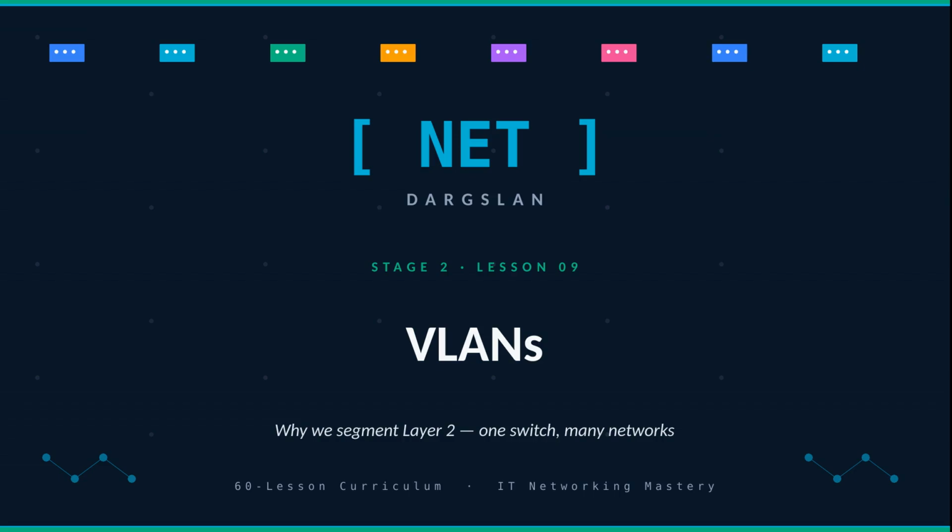Ever wondered how one physical switch can host completely separate networks that can't even see each other? Welcome to Lesson 9 of Stage 2, where we dig into VLANs, virtual LANs, and the art of segmenting Layer 2. Over the next few minutes, we'll unpack why flat networks break down at scale and how a single switch can be carved up to serve many isolated networks at once.